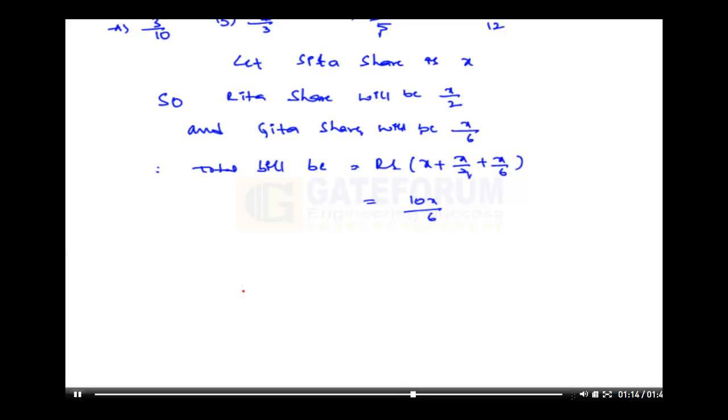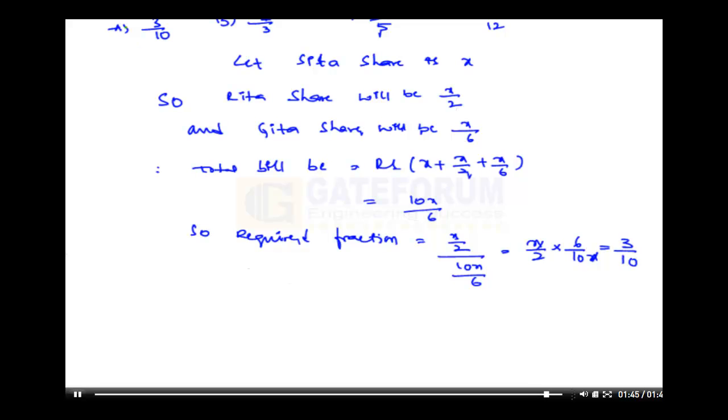Now we require the fraction of the bill which Rita paid. So the required fraction is Rita's share, X by 2, divided by the total 10X by 6, which gives X by 2 into 6 by 10X. X gets cancelled. The result is going to be 3 by 10. The option A is the right answer.